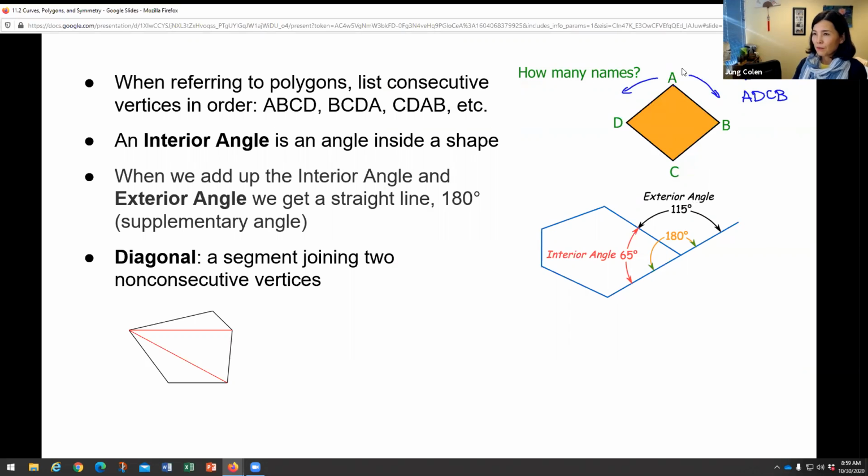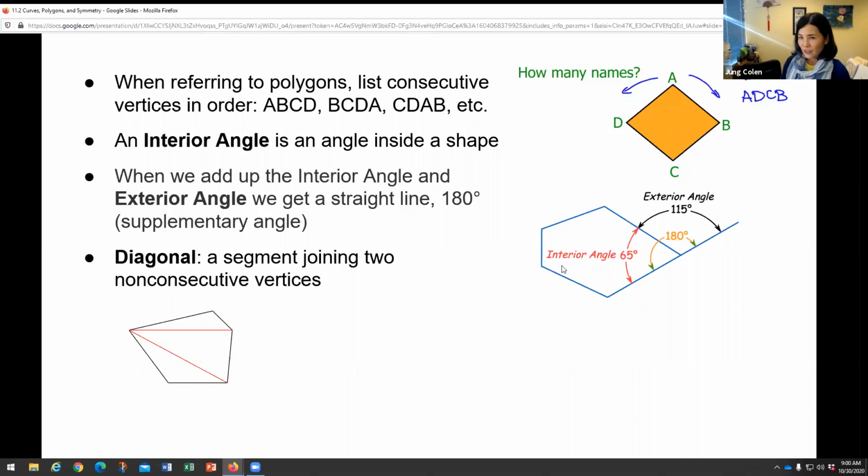So if you start from vertex A, go either direction, it doesn't matter, but you cannot skip a vertex and go to the next. Like you cannot say quadrilateral ACBD, things like that. You need to go in order: ADCB, or quadrilateral ABCD, or you can start from a different vertex like D. If you start from vertex D, you can say quadrilateral DABC, or DCBA, things like that, okay?